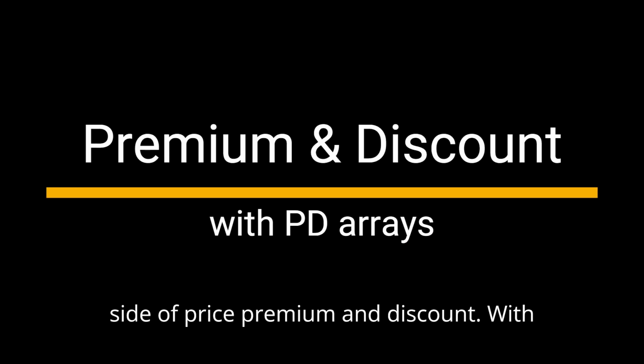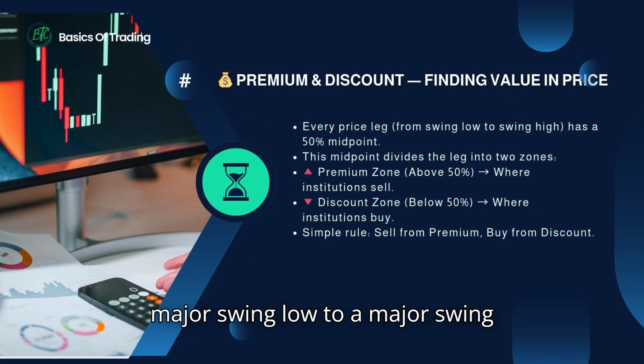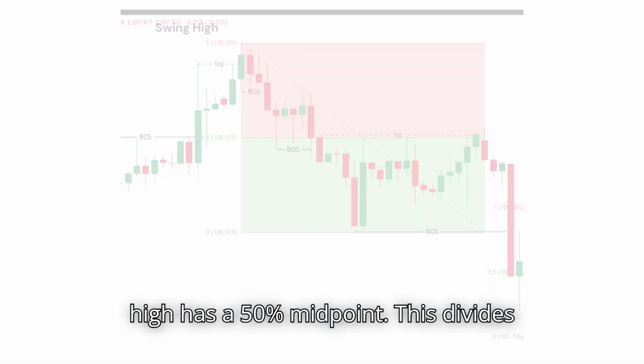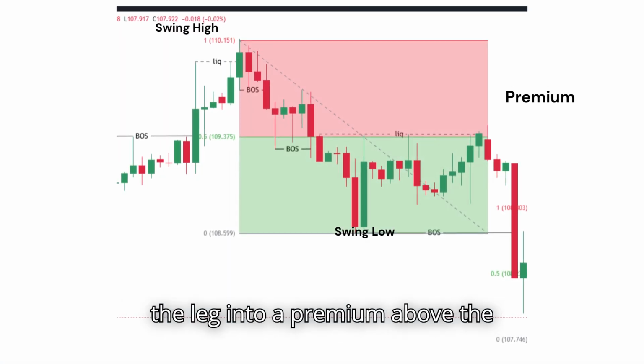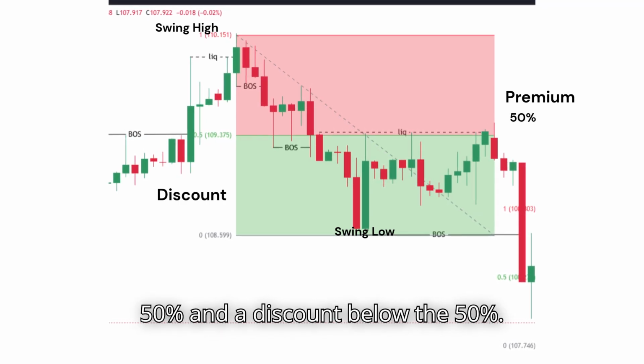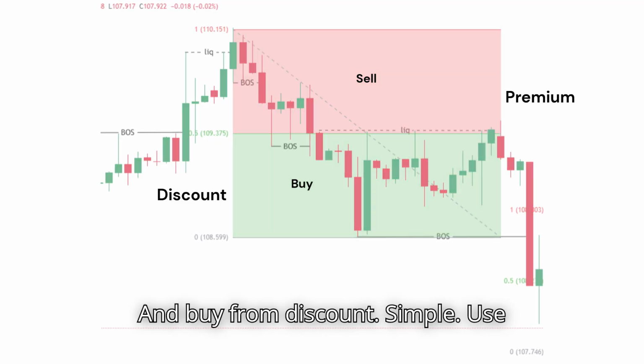Premium and discount with PD arrays. Every price leg, from a major swing low to a major swing high, has a 50% midpoint. This divides the leg into a premium, above the 50%, and a discount, below the 50%. Institutions want to sell from premium and buy from discount.